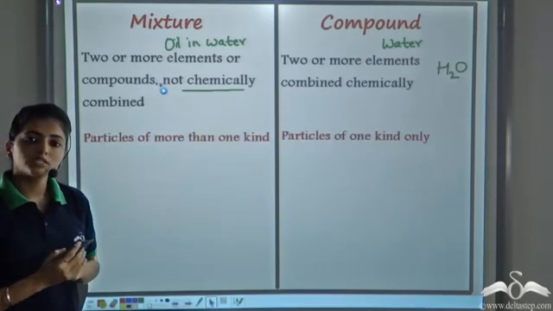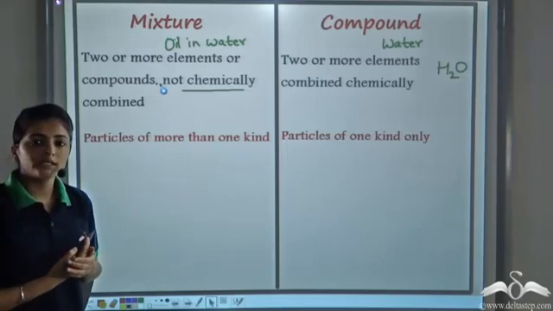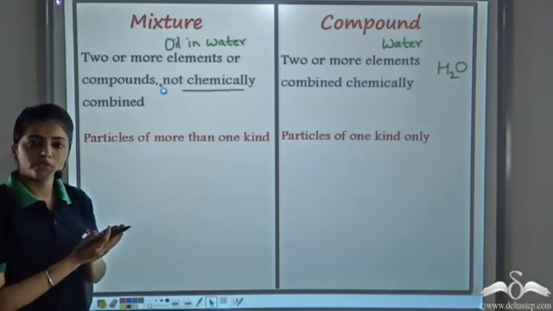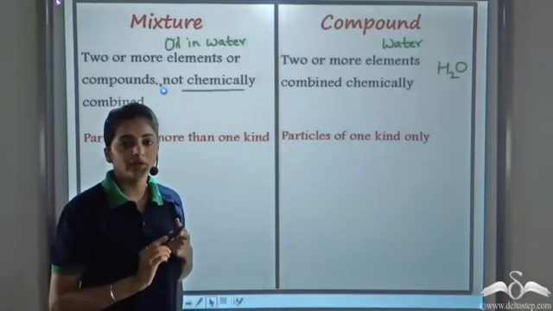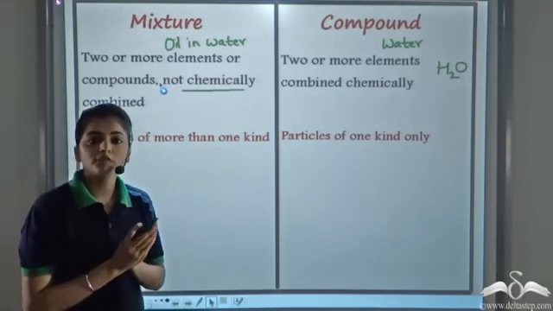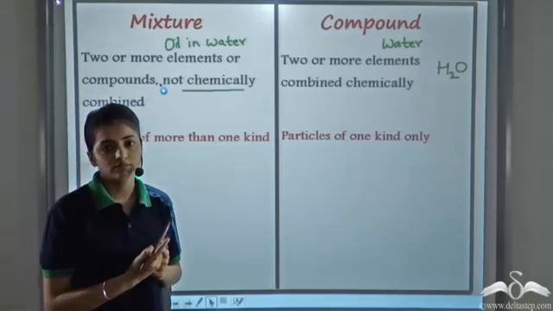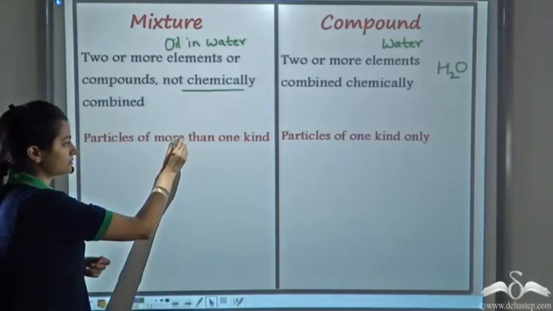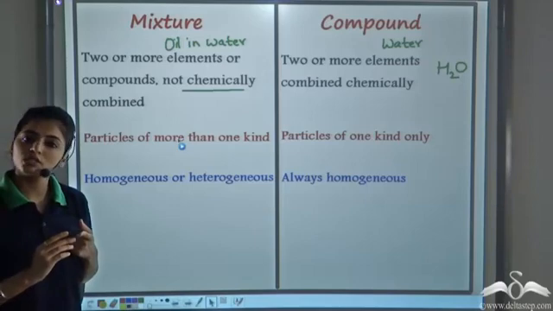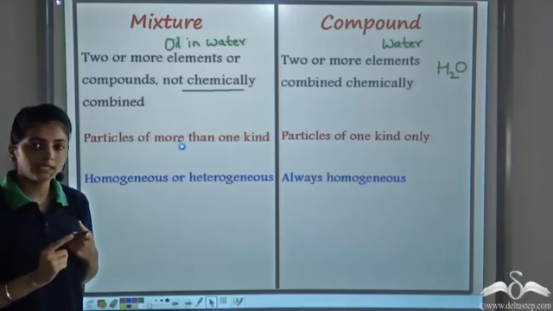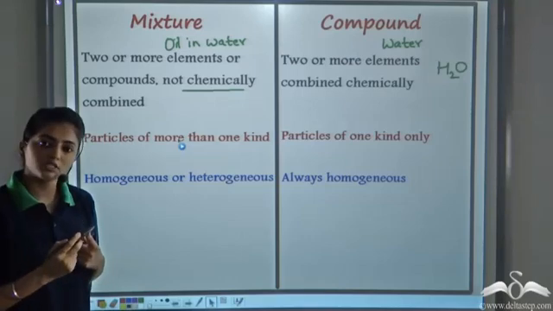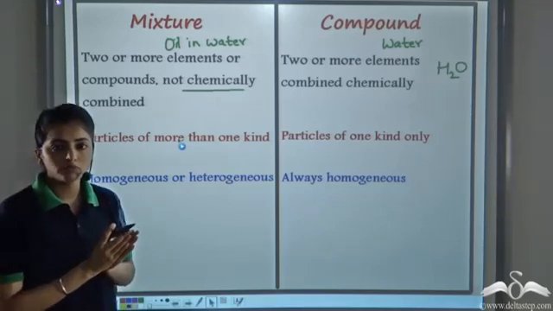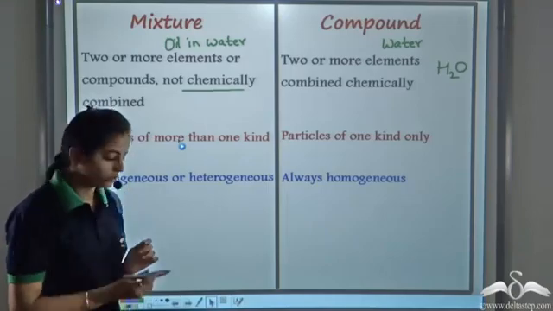In case of mixtures, we can have particles of more than one kind. In this case, we have oil and water. But in case of compounds, there are particles of only one kind. Water is made up of similar water molecules. Mixtures may be homogeneous or heterogeneous. For example, tea is a homogeneous mixture. Oil in water is a heterogeneous mixture. But compounds are always homogeneous.